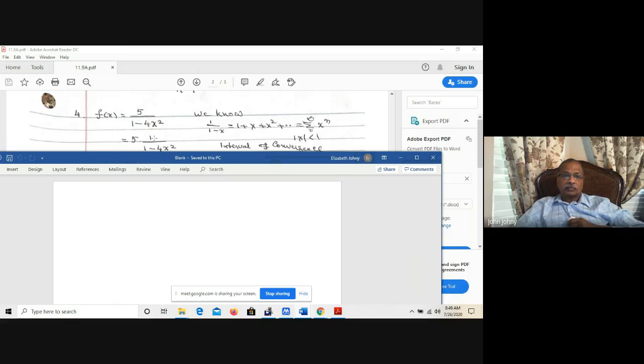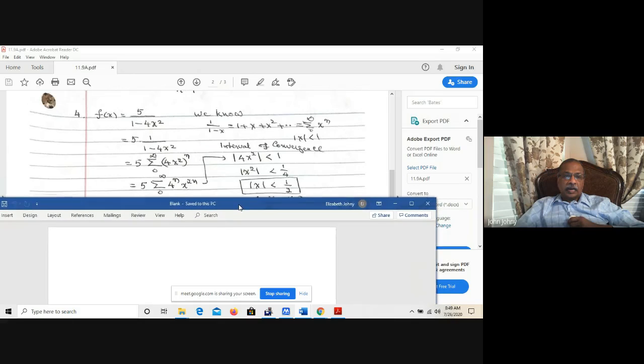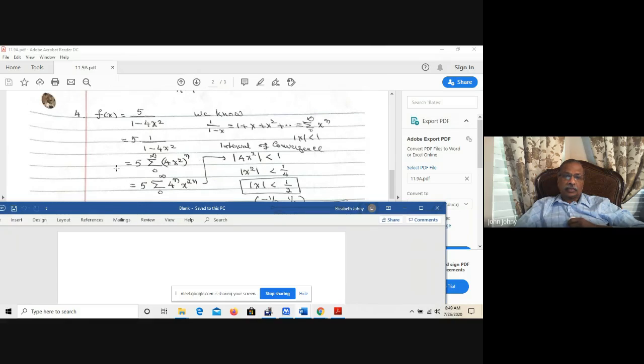Therefore, 5 times 1 over 1 minus 4x squared is going to be 5 times sigma 0 to infinity of (4x squared) to the n. So instead of x, you have 4x squared. You replace x by 4x squared. So sigma 0 to infinity of (4x squared) to the power of n, and that is 5 times sum from 0 to infinity of 4 to the power of n x to the power of 2n, and that is the expansion for f(x). So this is the power series expansion for f(x).